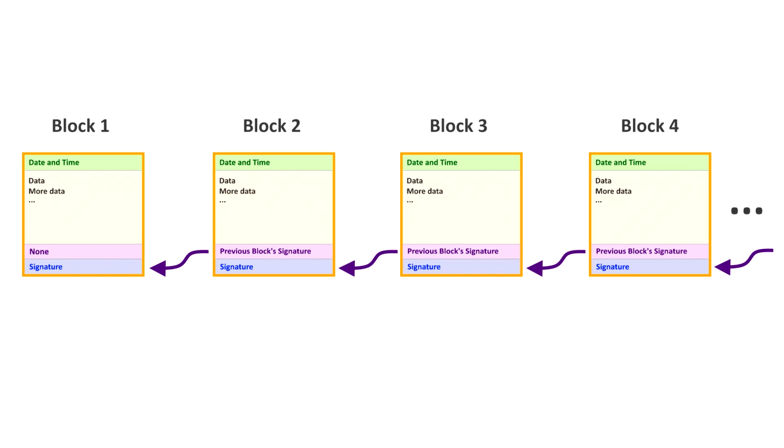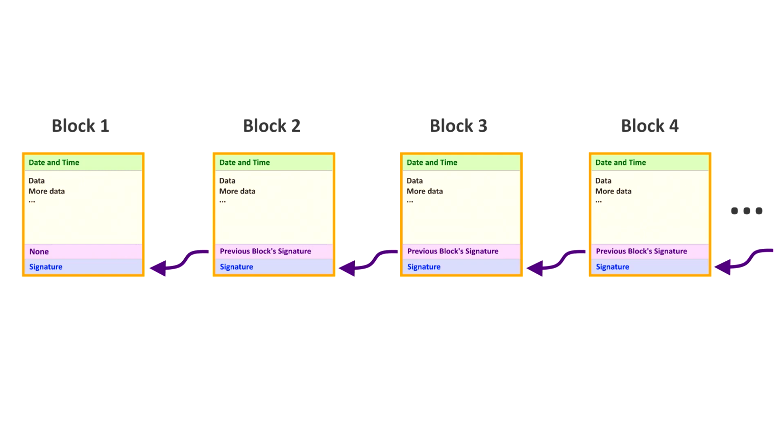Now block number one has no previous block signature. It says none in purple because it's the first block in the chain. But it does have the blue signature, which confirms the data in block one. But then looking over at block two, you see that the previous block signature points to the block signature of block one. And so on. Block three points to block two, block four points to block three, and voila, you have a blockchain.